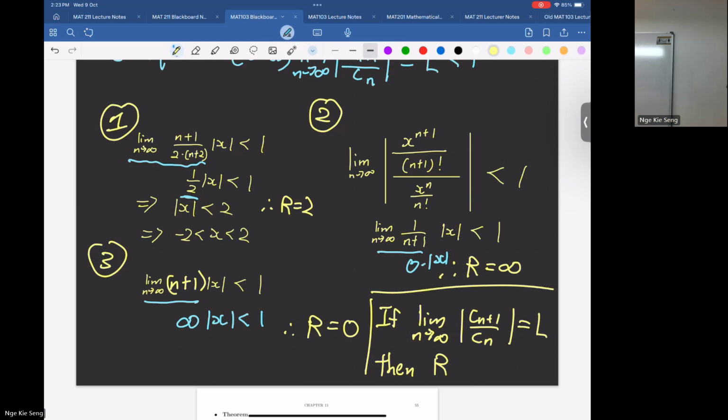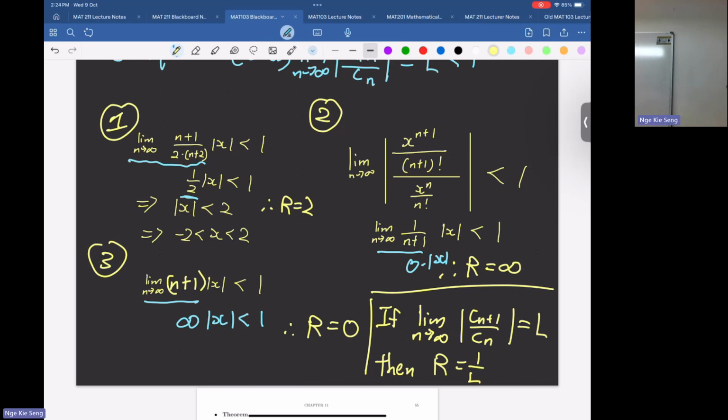Idea? The radius is just 1 over L. Is it 1 over L? Why is it 1 over L? What did you do when you wanted to find the radius? You move the limit to the other side. But if you move the limit to the other side, how do you move it? You divide by L. Okay or not?